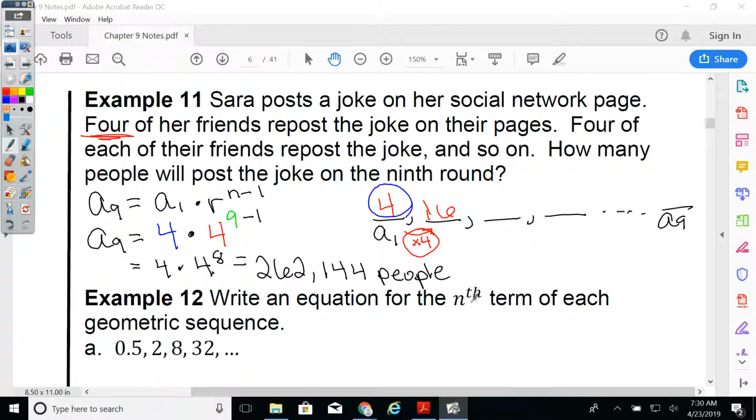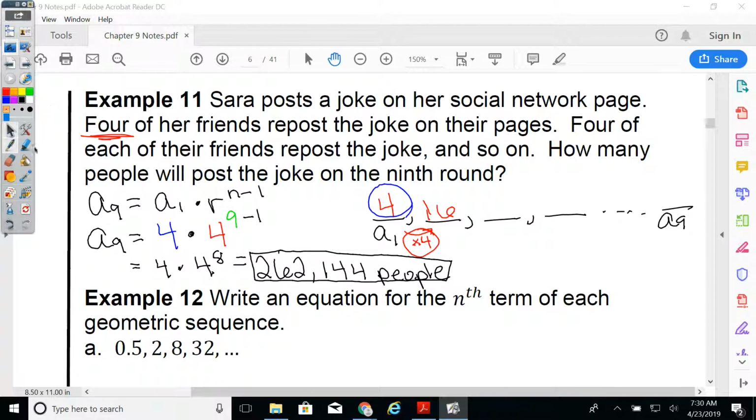4 to the 8th power. All right, so here, actually our chart doesn't even go that high. None of those have 8th powers. So this is the total number of people. Again, you could have just multiplied all the way till you get to the 9th round. That is one way to do it. But just jump straight there using the explicit formula that we just learned.